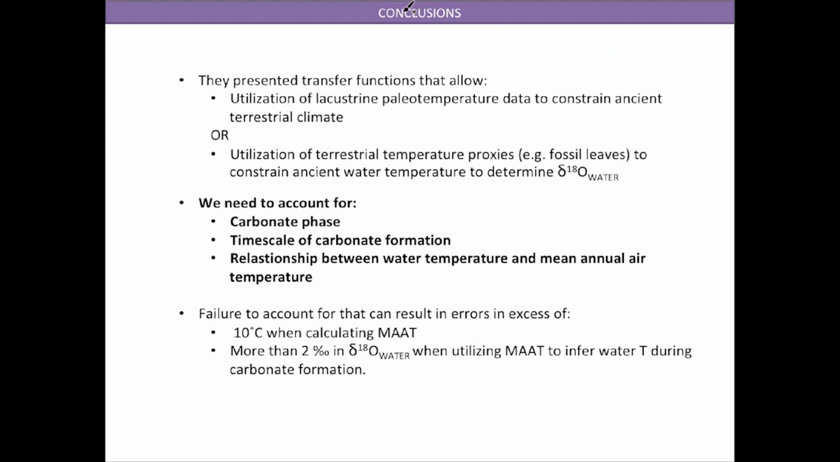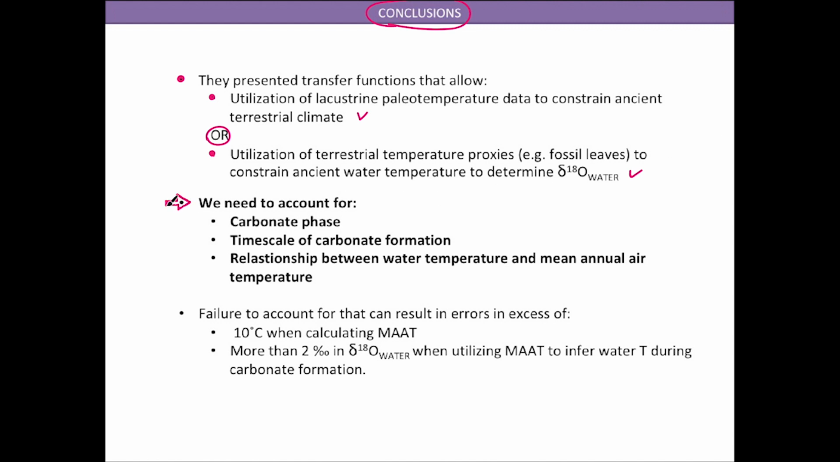So to quickly summarize this paper here, the authors presented transfer functions that allow the utilization of lacustrine paleotemperature data to constrain ancient terrestrial climate, or the utilization of terrestrial temperature proxies like fossil leaves to constrain ancient water temperature to determine the delta weighting of the water in which the carbonate formed.